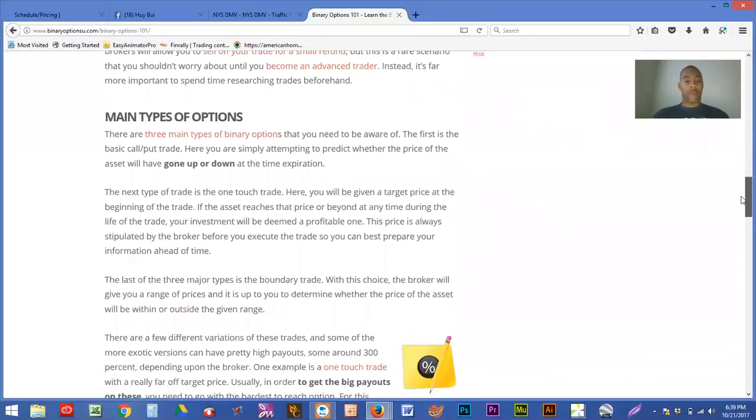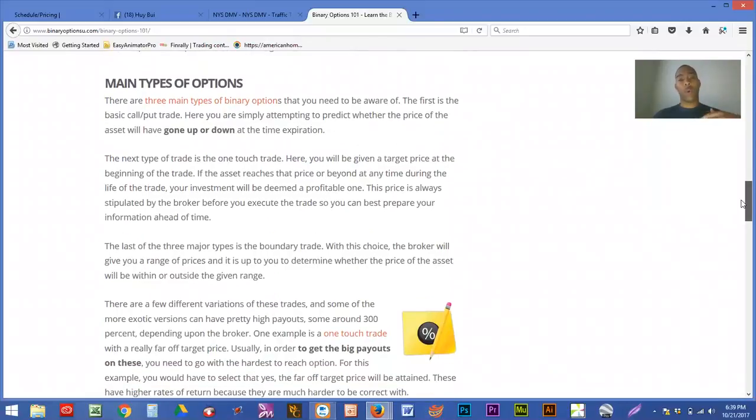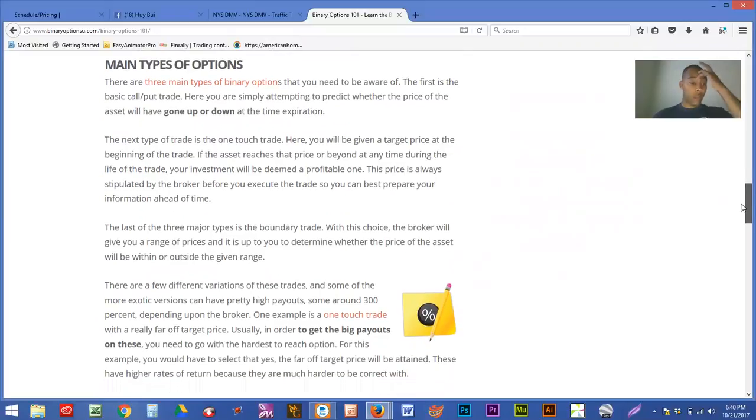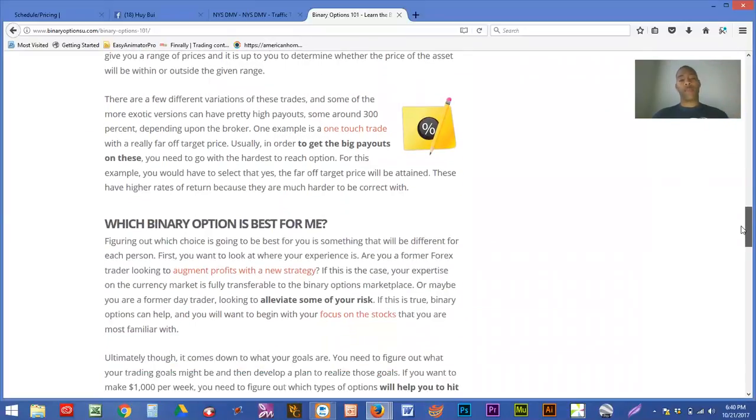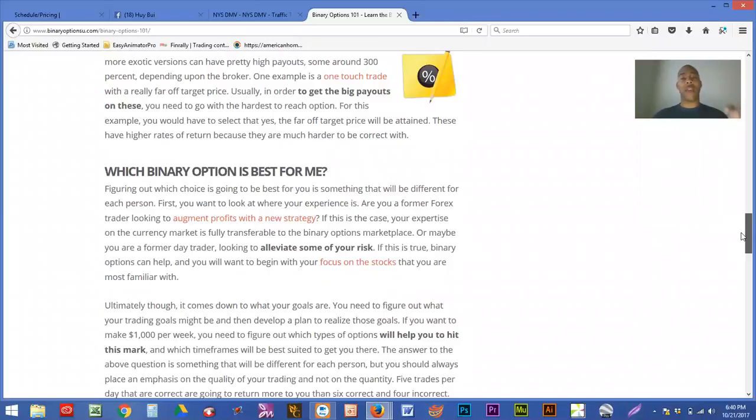Main types of options, we kind of discussed that. You can either go up on a call, you have call options, and you have put options if you think the market is going to go down, okay? Which binary options are best for you?